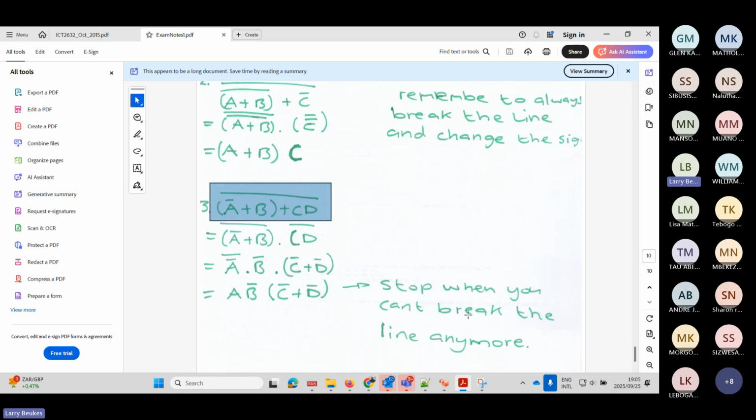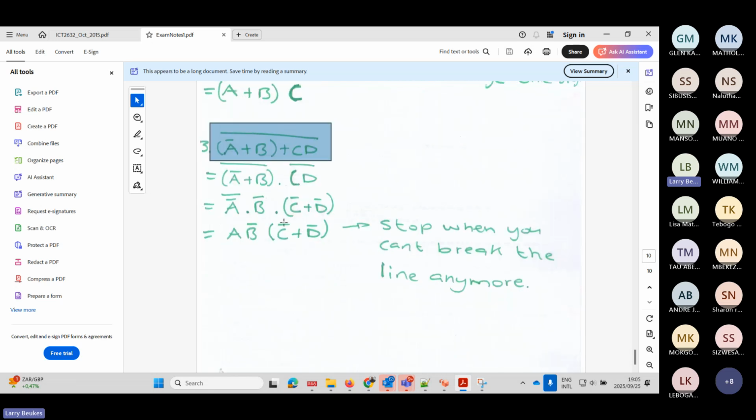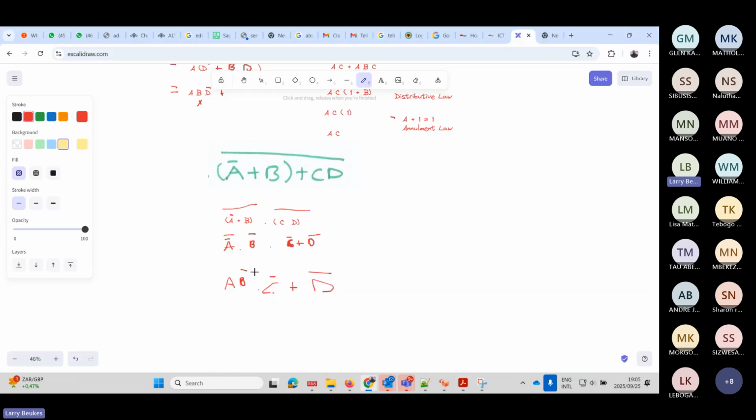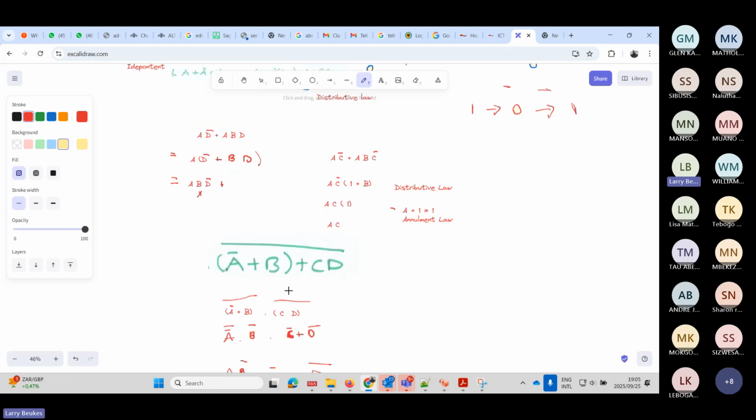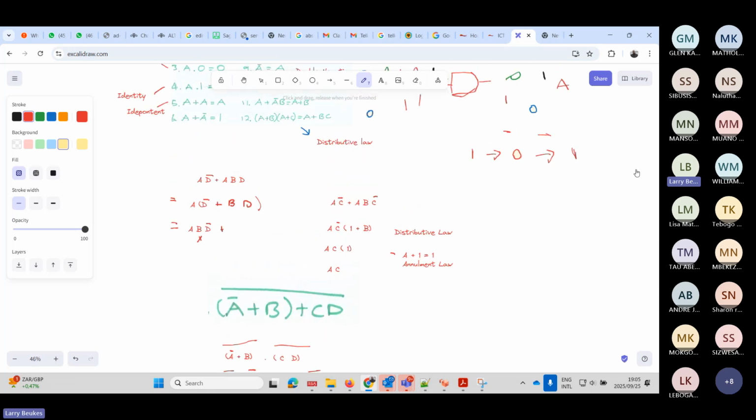So you stop when you can't break the line anymore. You can't factorize, you can't simplify anymore, right? So it's basically here, we just put a bracket there, right? Understandable? Okay, guys, we are done with this one. Let me stop this one.